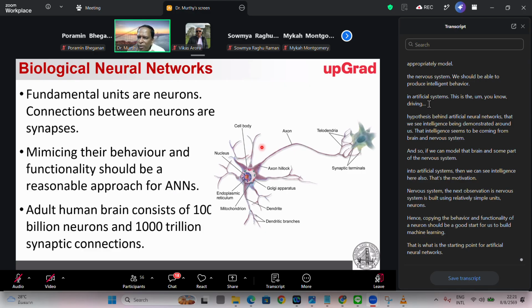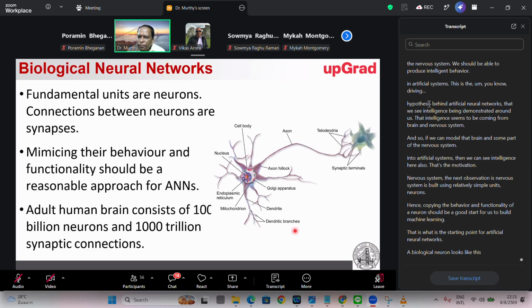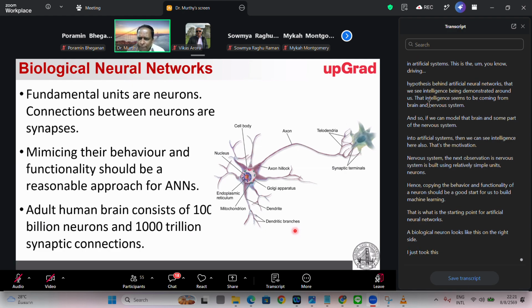A biological neuron looks like this on the right side. I just took this off of Wikipedia.